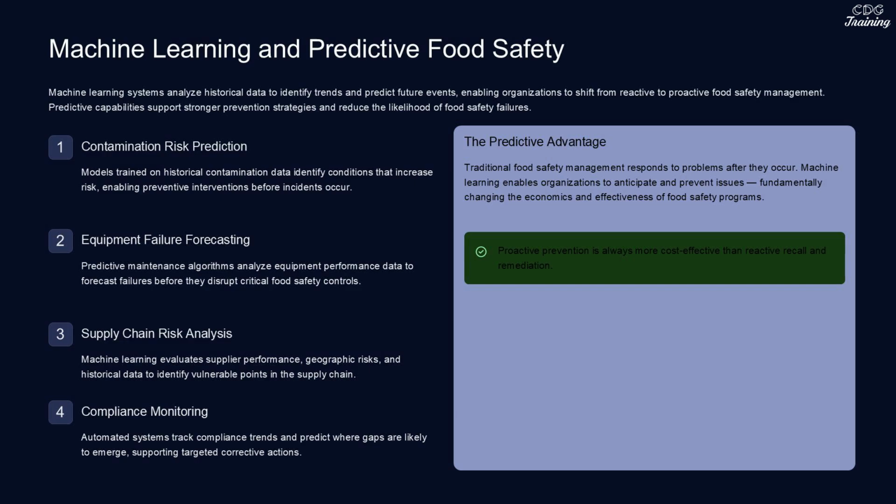Equipment failure forecasting predicts maintenance disruptions early, allowing equipment performance data to forecast failures before they disrupt critical food safety controls. Supply chain risk analysis: machine learning analyzes supply chain data to identify potential vulnerabilities in the supply chain. Compliance monitoring: automated systems track compliance trends and predict where gaps are likely to emerge, supporting targeted corrective actions.